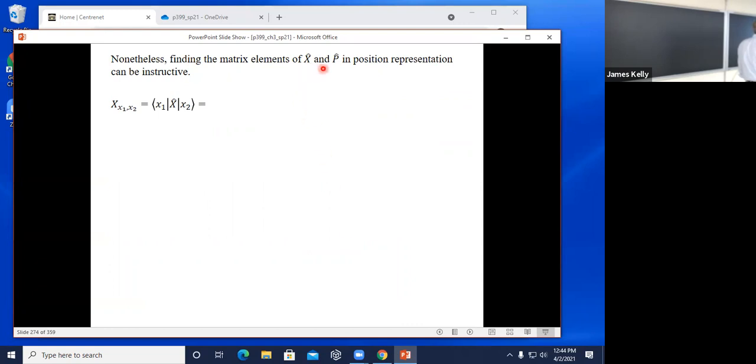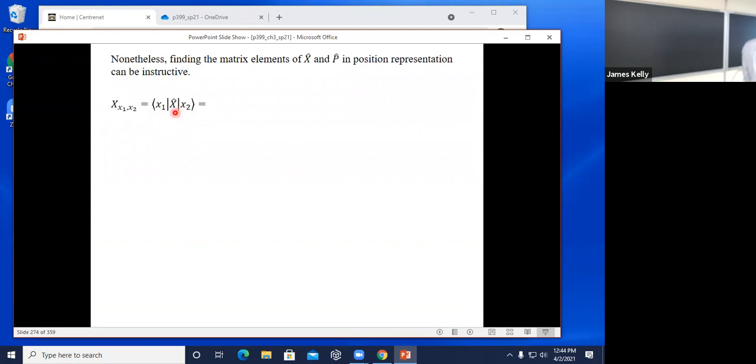But it is kind of instructive to still think about what the matrix elements of x hat and p hat look like in the position representation. So let's just calculate them. And you can see that they're doing the same thing as taking a derivative or multiplying by x. Let's first just calculate what the position operator matrix elements are in the position representation.